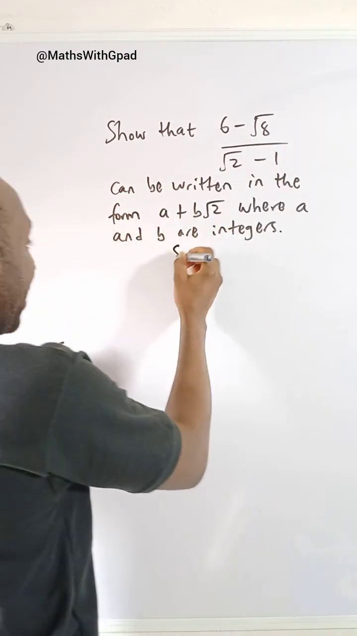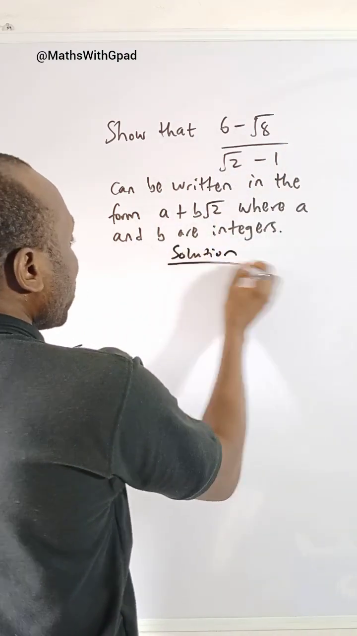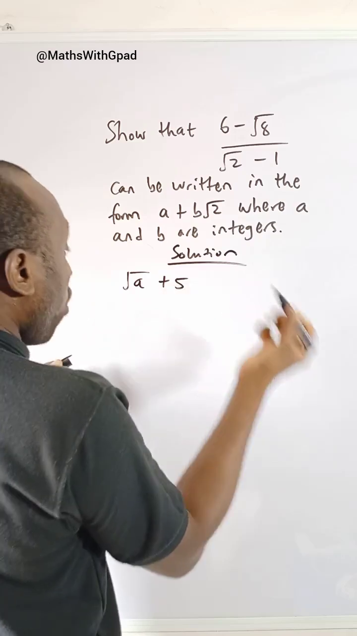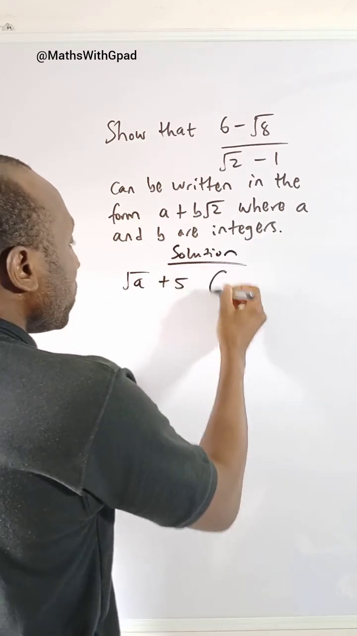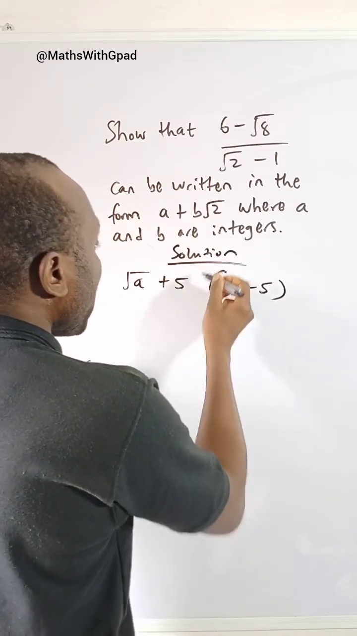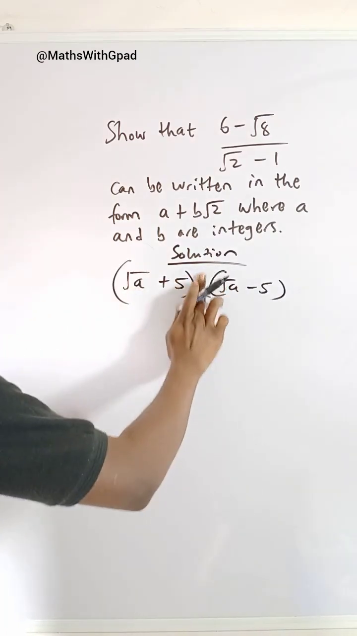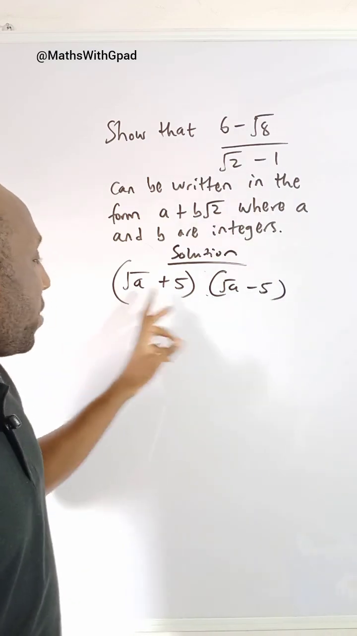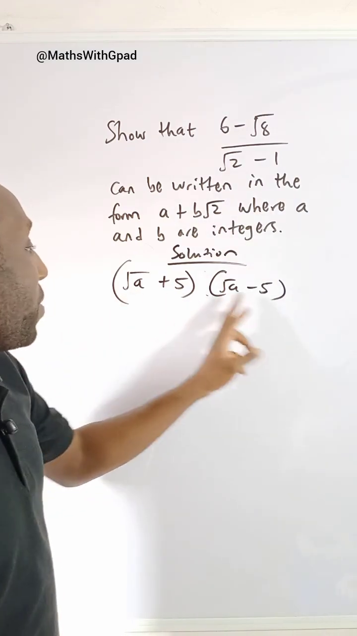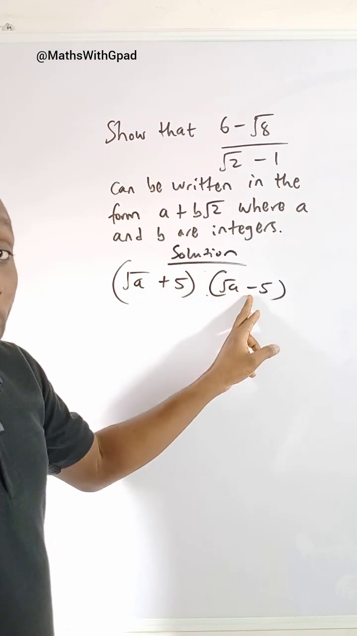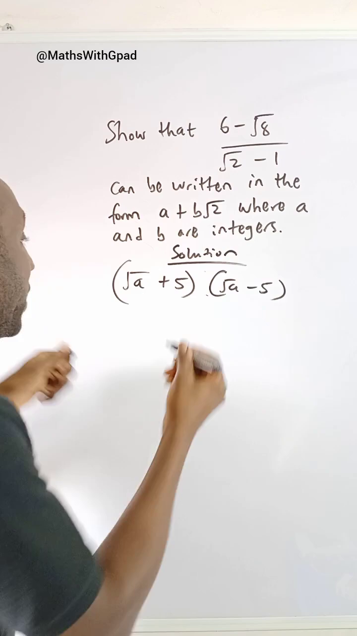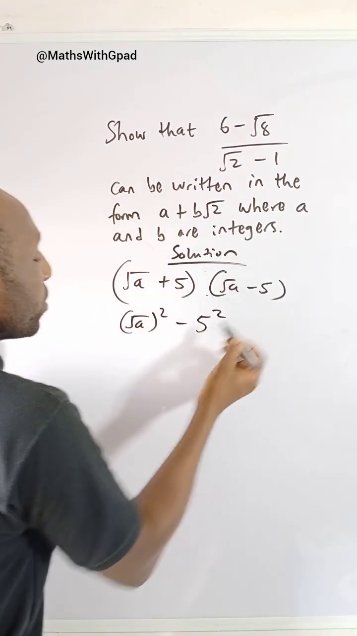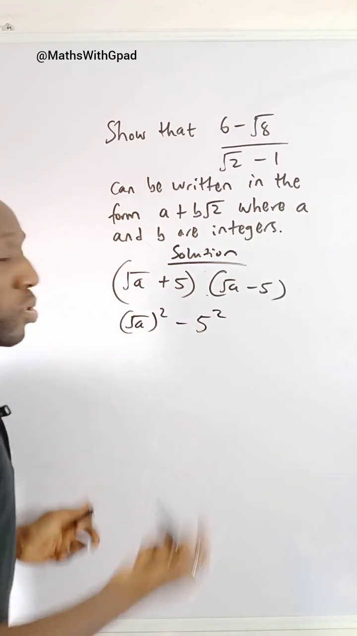Again, let me just quickly add that if what you are trying to rationalize is, let's say, root a plus 5, the conjugate will be root a minus 5, because this is from difference of two squares. As you can see now, this is root a, this is root a. This is 5, this is 5, this is plus, this is minus. If you want to use difference of two squares, it's going to be root a all squared minus 5 squared. See, difference of two squares.